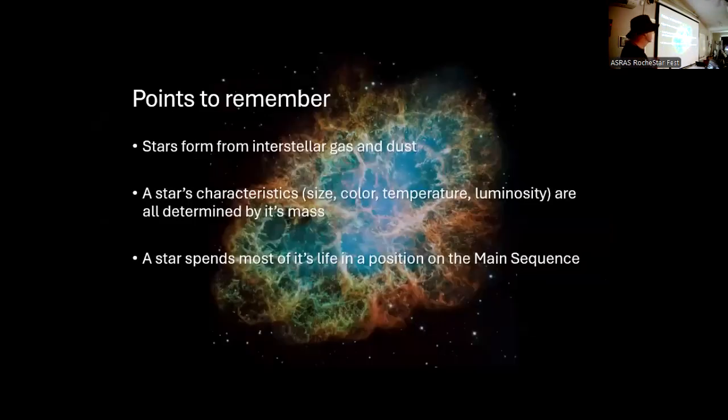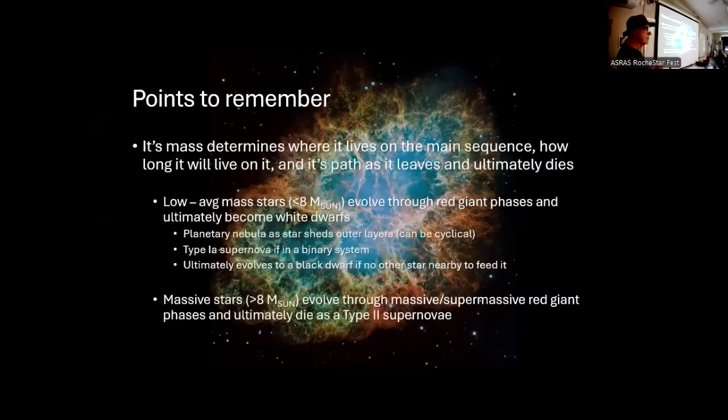So, in summary, the points to remember are that stars form from interstellar gas and dust. A star's characteristics are determined by its mass. A star spends most of its time in the same position on the main sequence. It doesn't pursue a sequence of events until it leaves the main sequence. Its mass determines where it lives on the main sequence, how long it will live on it, and what its path will be when it ultimately dies.